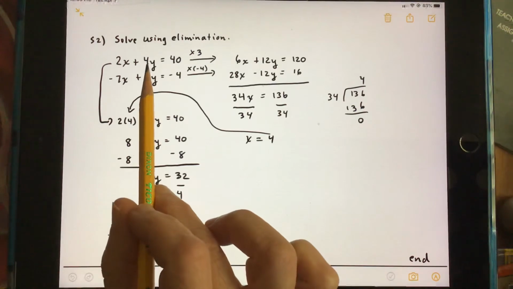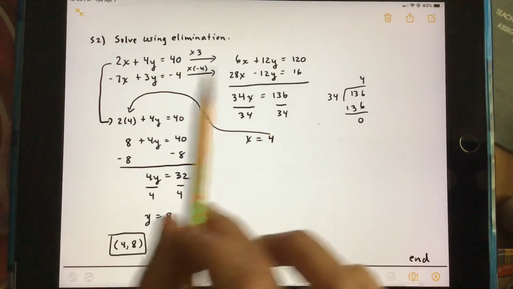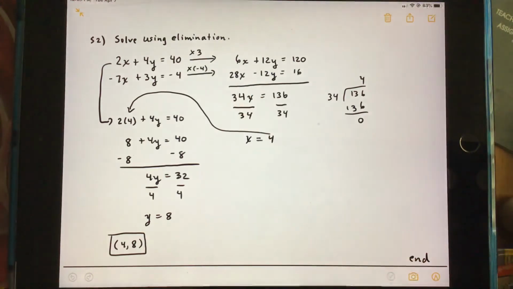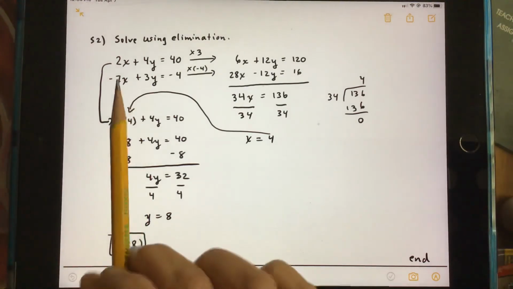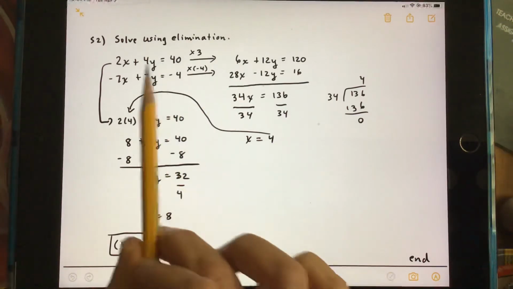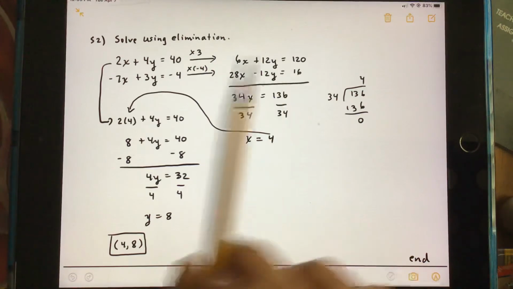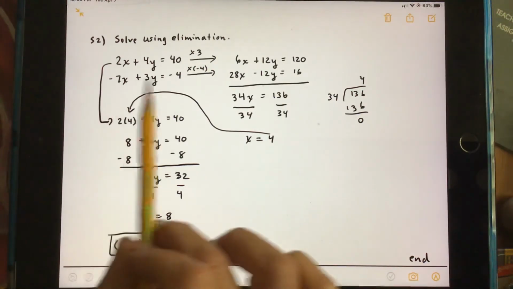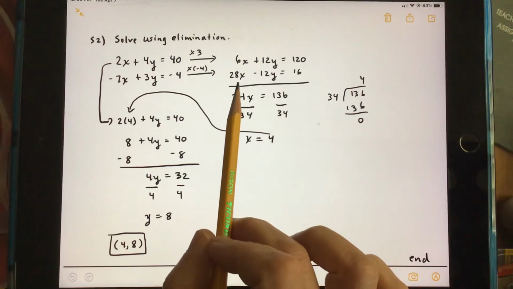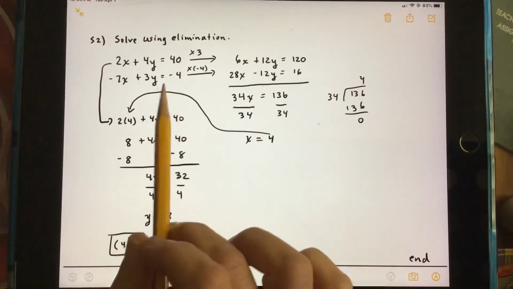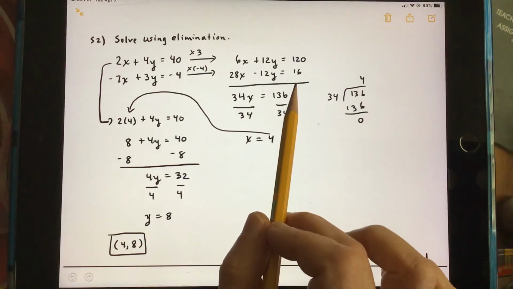Now remember, I'm trying to get the 12y, so 4 times 3 is going to give me my 12, and 3 times negative 4 is going to give me my negative 12y here. But I can't just multiply the y terms by those numbers. I have to multiply the entire equation by those numbers to keep it true. So 2x times 3, 6x. 4y times 3, 12y. 40 times 3, 120. Second equation, negative 7x times negative 4 is positive 28x. 3 times negative 4 is negative 12y. Negative 4 times negative 4 is positive 16.